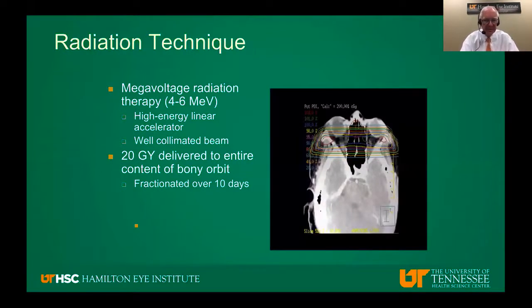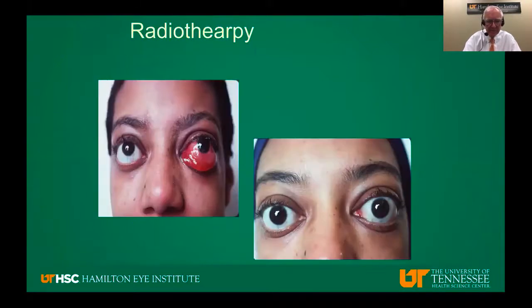Radiation, to get into this, this is the dose. It's 20 gray delivered to the entire bony orbit. It's fractionated over 10 days in our community. There's other ways to do this, but this is the range in which it's used. Does it work? Sure. In my experience, it works for the acute inflammation. It takes a few weeks, so you're going to use this for acute orbitopathy. You've got to manage them with steroids also, but you can decrease the inflammation.